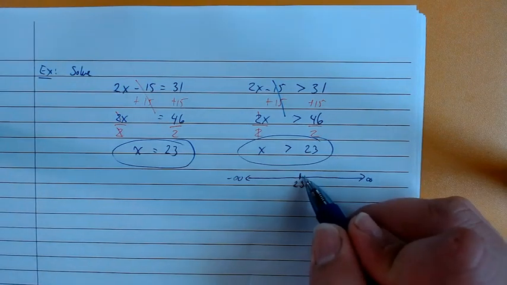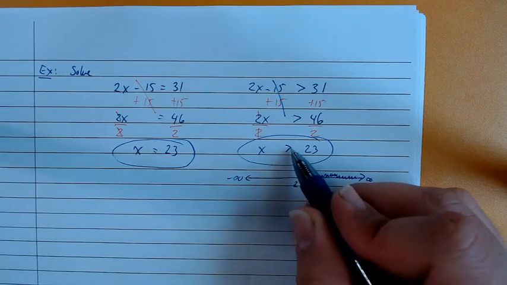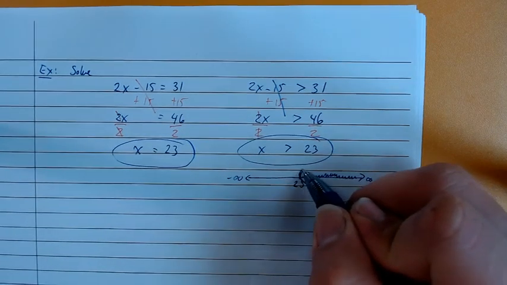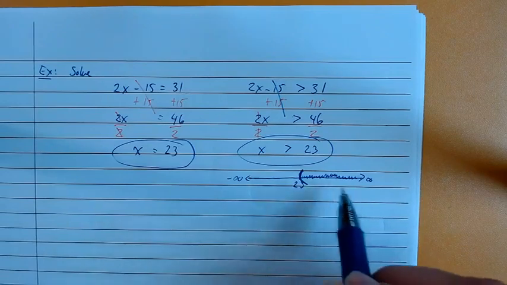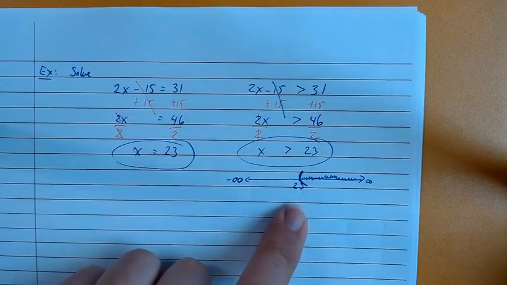Okay, well, greater is to the right. Oh, but I don't want to include 23. This is exclusive. Okay, so I'll use a round parenthesis. So all of this part usually happens in your head. If you want to draw it, that's acceptable. That's fine. You can draw it whatever you need to.